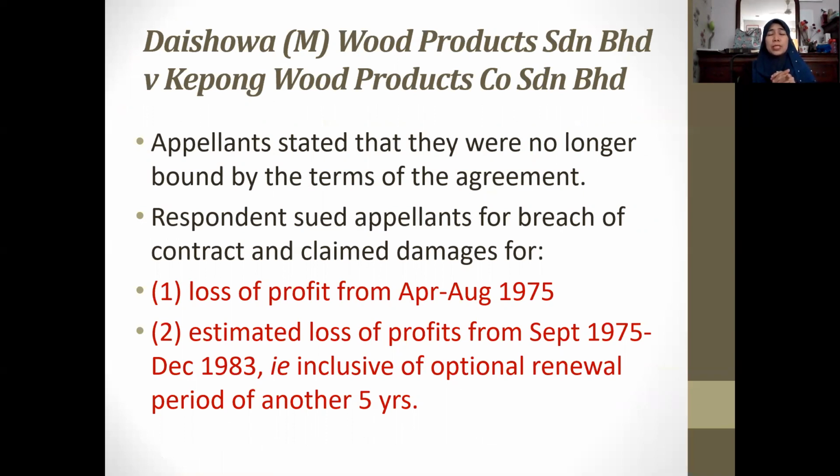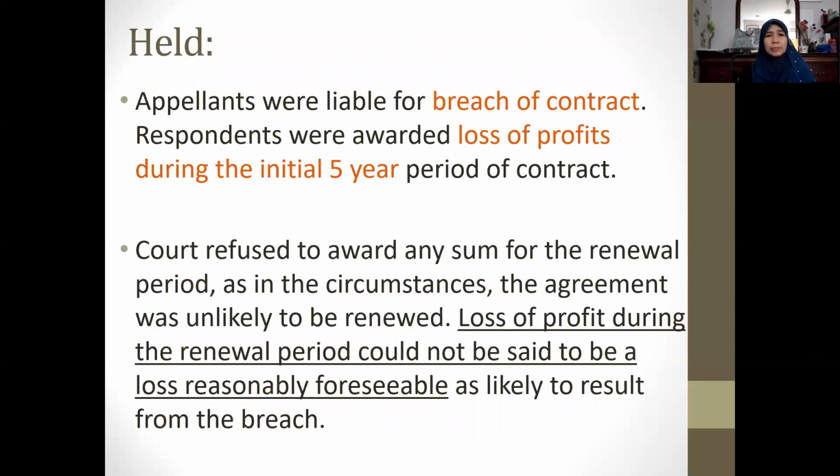Now respondent claimed for 2 types of damages. The first one, loss of profit from April until August 1975. And another one, estimated loss of profit from September 1975 until December 1983, inclusive of the optional renewal period of another 5 years. So they claimed everything: actual losses, estimated losses, and the expected optional renewal period. Everything they claimed from the appellants.